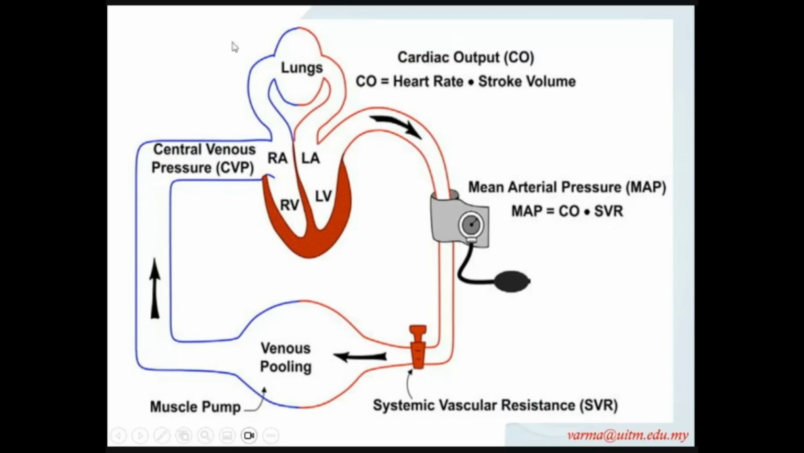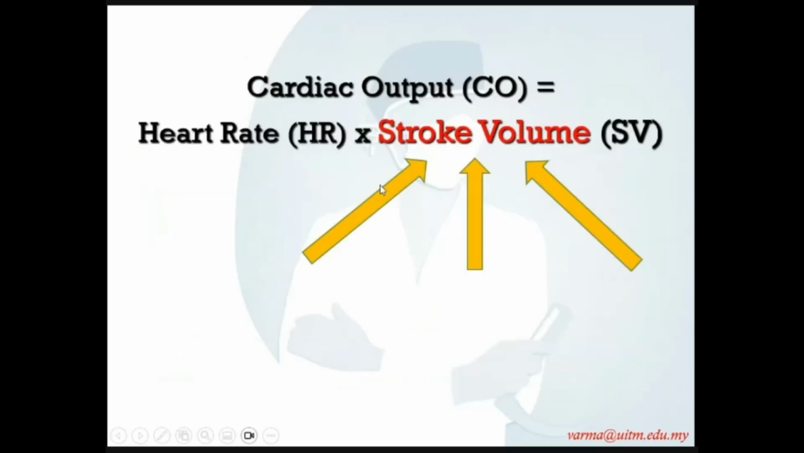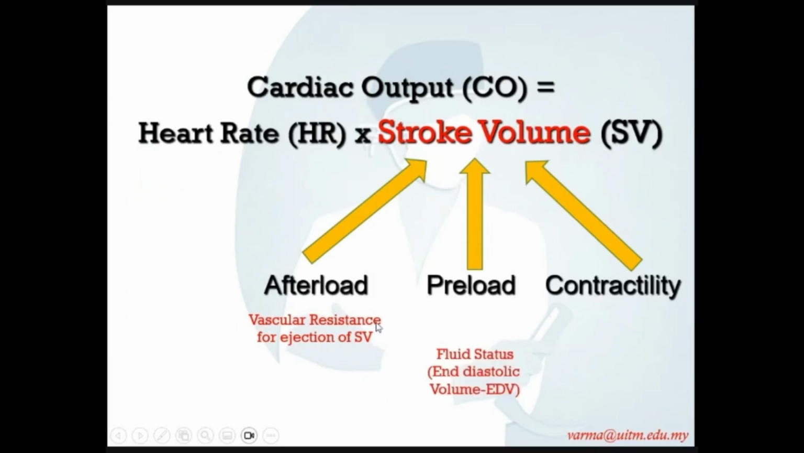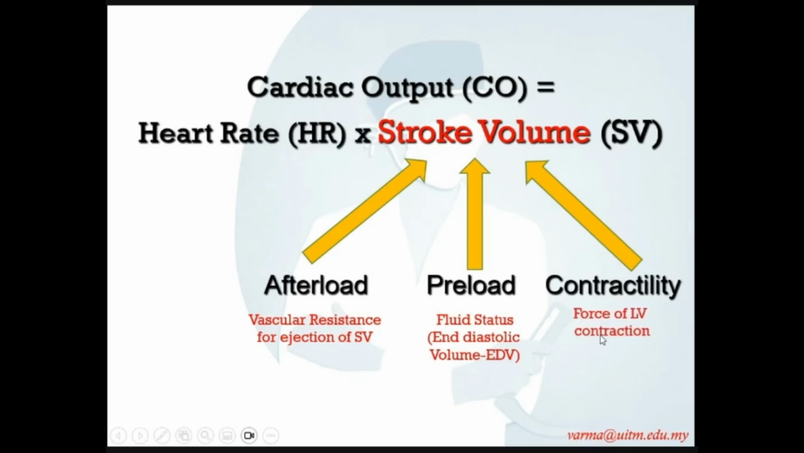So when we rearrange it, cardiac output is equal to heart rate times stroke volume, and your stroke volume is dependent on afterload, which is your vascular resistance, preload, which is your volume, your venous return, and contractility, the force of LV contraction. So all these contribute to your cardiac output.